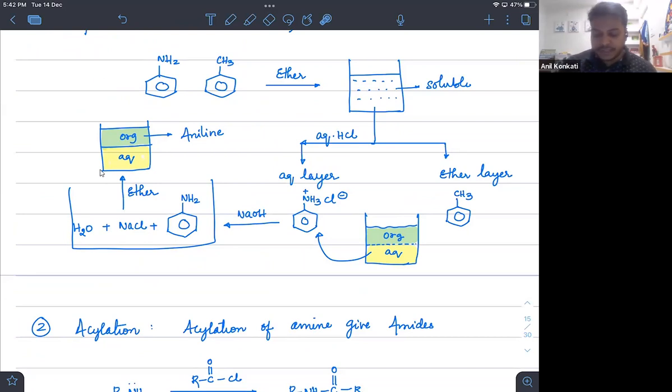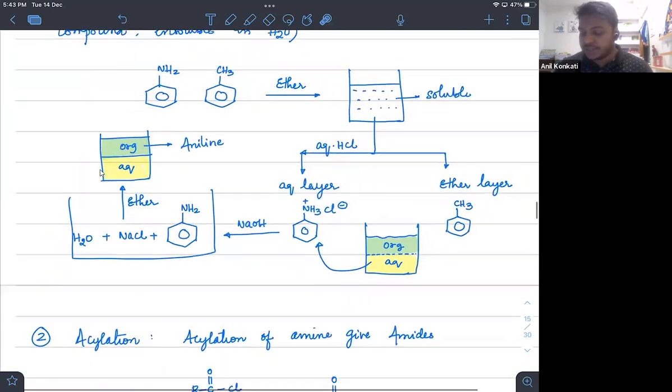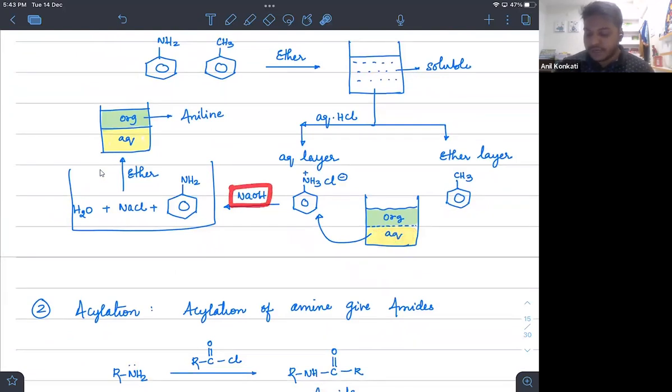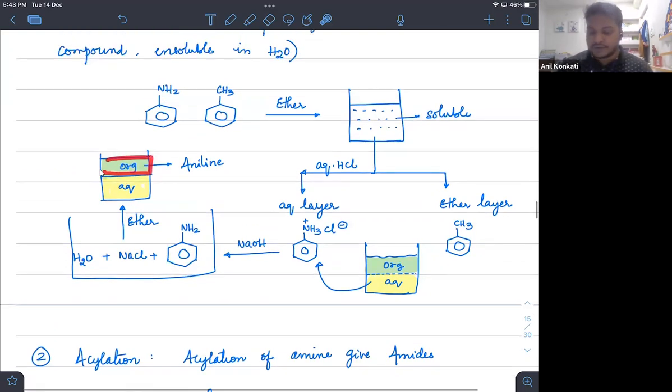Now you will add NaOH to this. Imagine I have removed the organic layer from here. After removing the organic layer, what is left? Only the aqueous layer. So in that aqueous layer, if you add NaOH, now what would happen? NaOH will make NaCl and H2O, releasing the free amine form. Since this aniline is insoluble in water, again add ether. Whatever aniline is present in the aqueous layer will slowly travel into the organic layer. So remove this organic layer. Now what have we done? We have separated both of them.